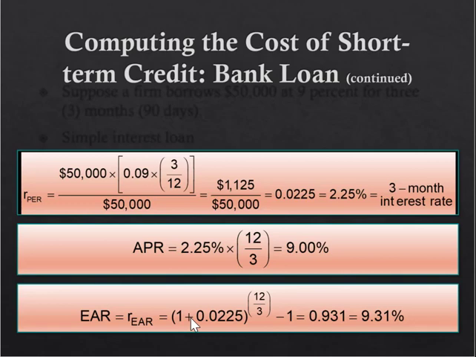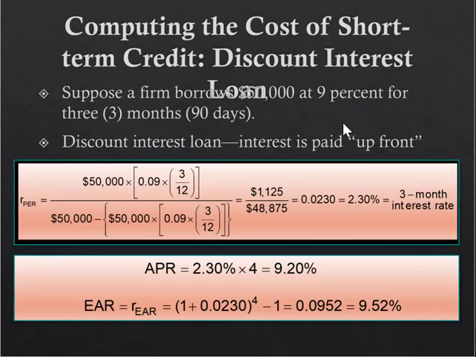Because you've got elements of compounding, you've got 1.0225 to the 12th... to the fourth minus 1. That gives you 0.0931. So your effective annual rate is 9.31% on that short-term bank loan. Suppose a firm borrows $50,000 at 9% for 3 months, discount interest loan, so the interest is paid up front.